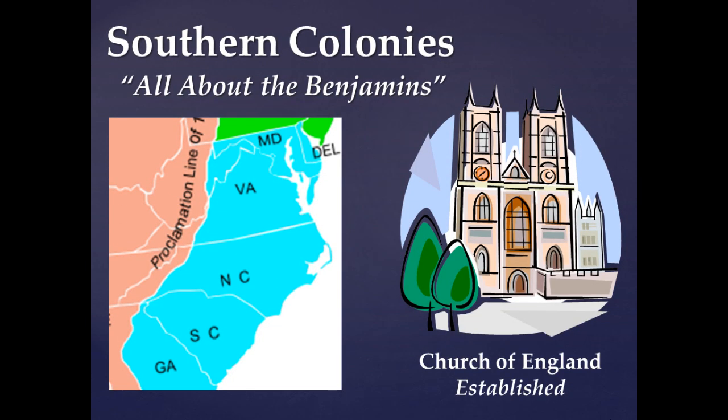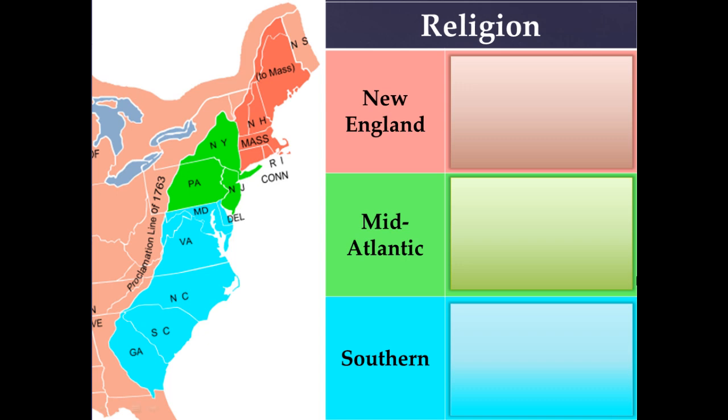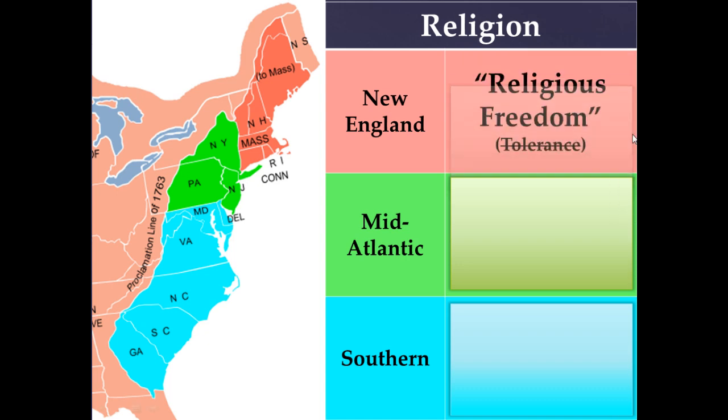In the southern colonies, it was all about the Benjamins. The Church of England was established, but in the South, although the South is the most religious section of the country today, religion was not a factor for colonization. So just a quick review of religion. New England, religious freedom, quote unquote, as distinct from religious tolerance.